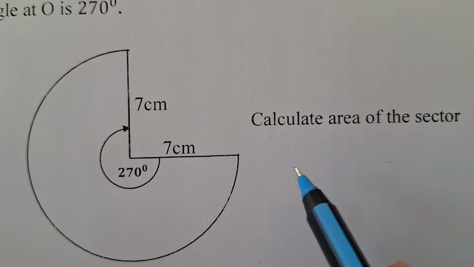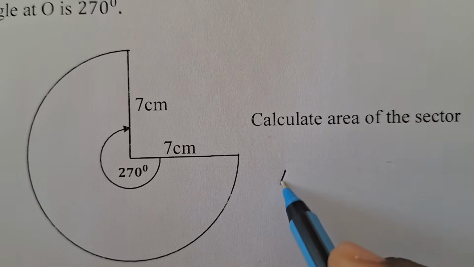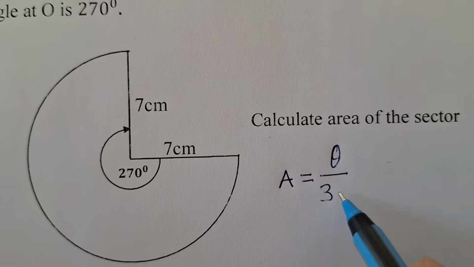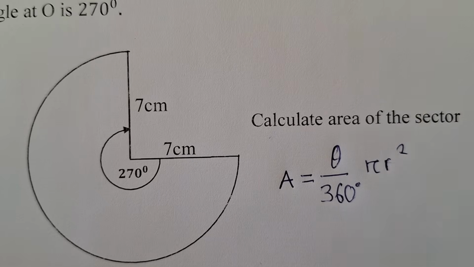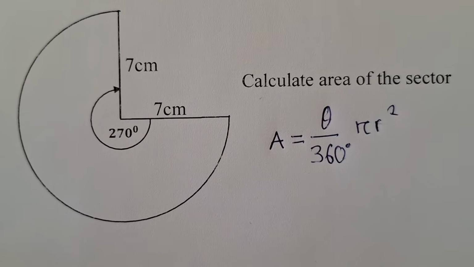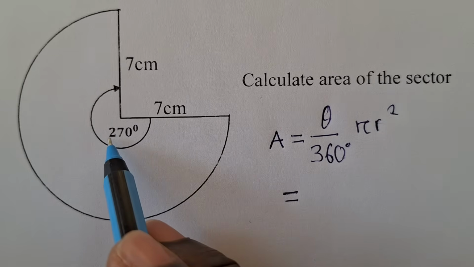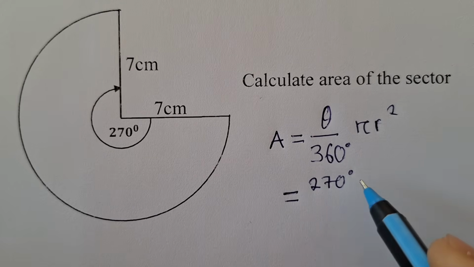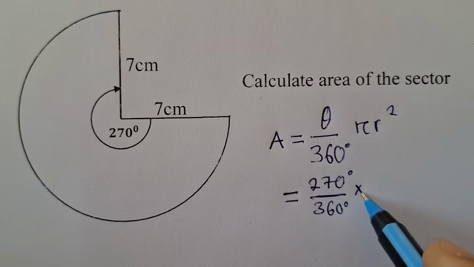So to calculate the area of the sector, of course you need the formula. So the formula here looks like this. Area is equal to theta over 360 degrees times pi r squared. So this is the formula for finding the area of a sector. So we can say equal to, theta is the angle which is here, that is 270 degrees. So we write 270 degrees over 360 degrees times.